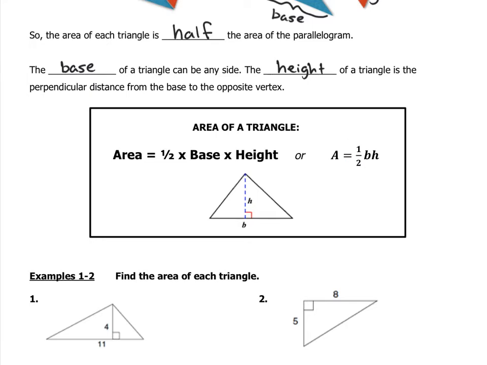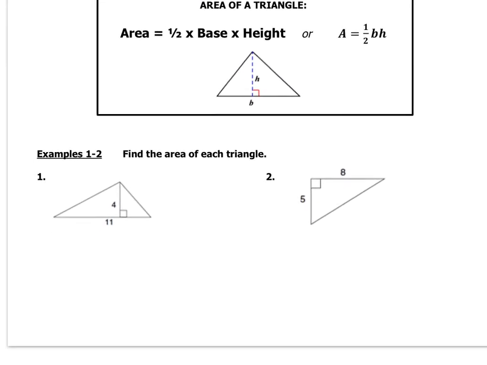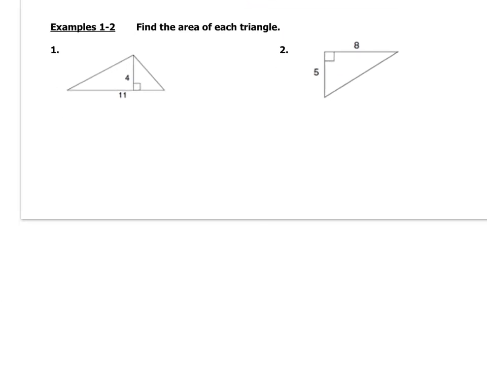Notice that sometimes the height is not an actual side of the triangle. Sometimes it's just an imaginary line that we draw in. Again, the distance from the base to the opposite vertex. Okay, but we still use that distance in our formula. So let's try a couple of examples down below. We're going to find the area of each of these triangles.